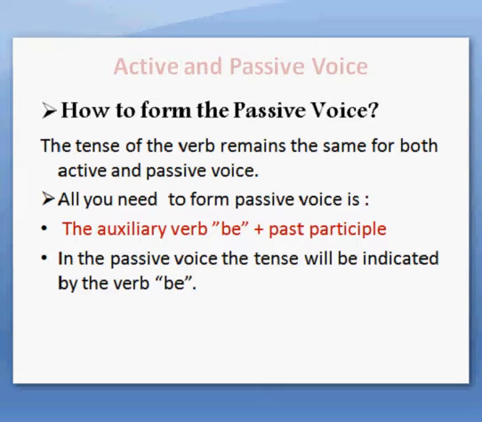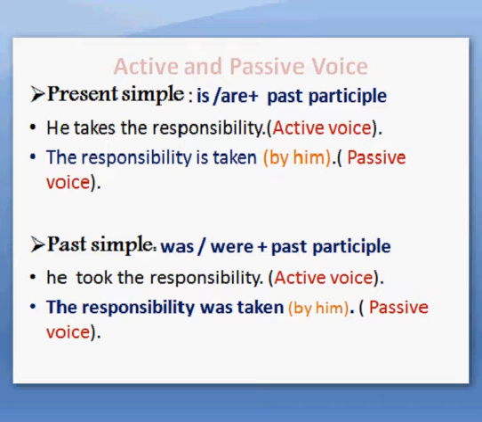How to form passive voice? The tense of the verb remains the same for both active and passive voice. All you need to form passive voice is the auxiliary verb be plus past participle. In the passive voice, the tense will be indicated by the verb be. Let's see that in details.